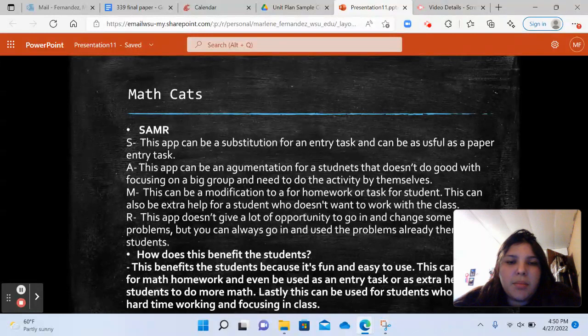This app can also be an augmentation for a student that doesn't do well focusing in big groups. So if you want to have a student do it on their own, you can look back at their answers and see how they did.